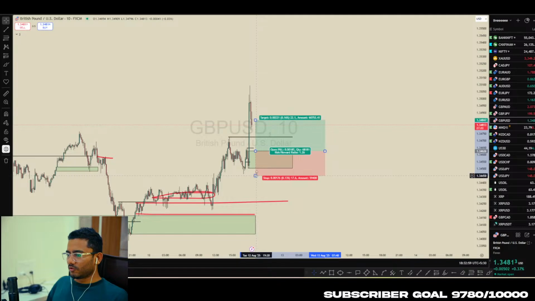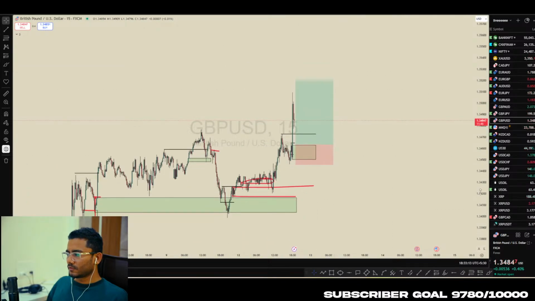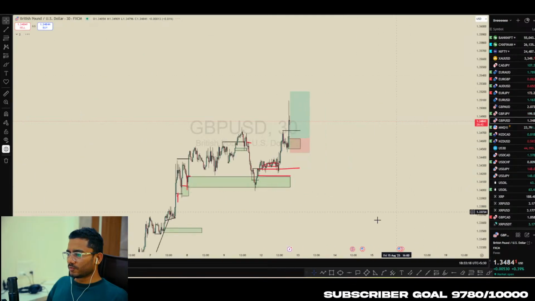Stop loss will be below this low. Target will be the next high, which is around 1:2. So 1:3 we can put here. If this continues, then we can trail the stop loss.